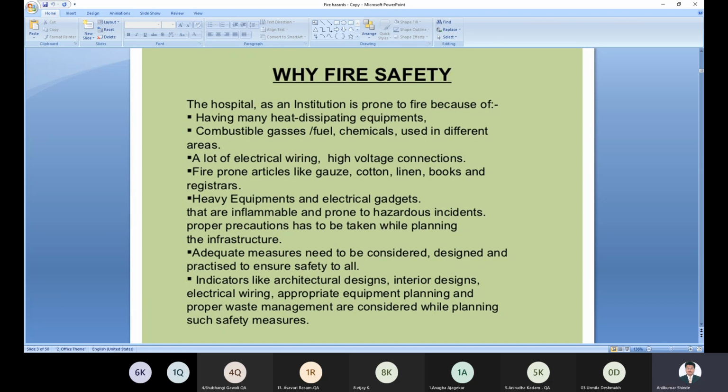Then there are fire prone articles, maybe gauze, cottons, linens, books, resistors. Heavy equipments and electrical gadgets are also required in a hospital or industry, so they are prone to hazardous incidents. Proper precautions must be taken while planning the infrastructure. When you install the different electrical gadgets in a hospital or industry, proper planning is required. Adequate measures need to be considered in design and practice to ensure safety for all.